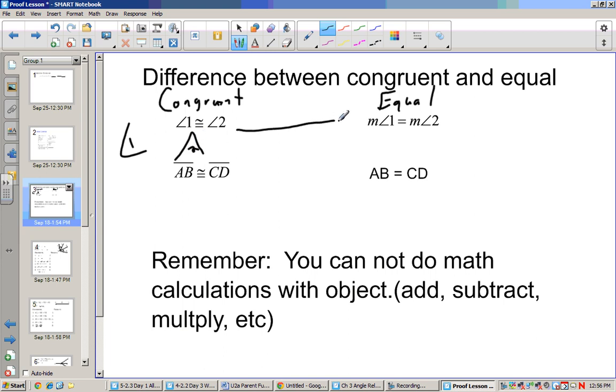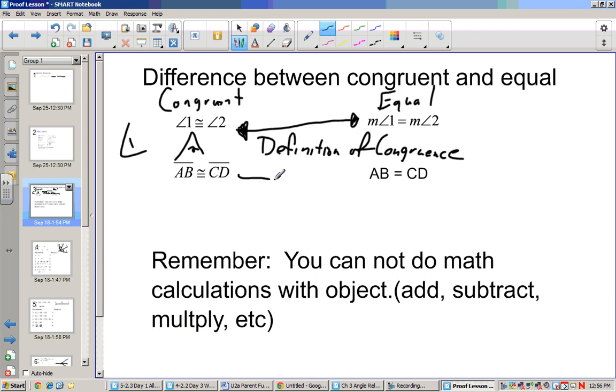So if we want to add, we need to convert this to talking about the measures of the angles, because with the angles being equal, we can do things, because this represents a number. And numbers we can add, subtract, multiply, divide, and so on. The reason we can go back and forth between these two things is that's the definition of congruence. We're going to use this a lot in the proofs that we do, so we need to know what that is.